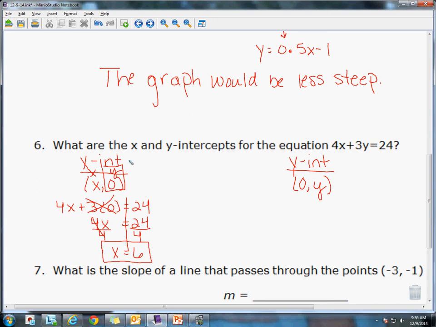So up here, my x-intercept would be (6, 0). For your y-intercept, again, label it x and y as the ordered pair. Here you know x is 0.